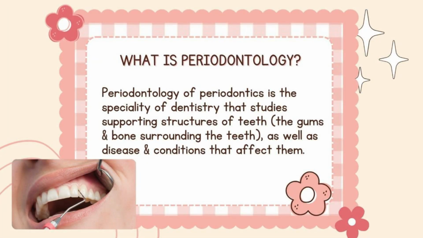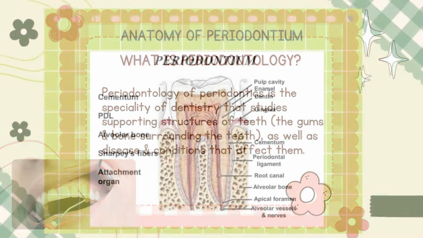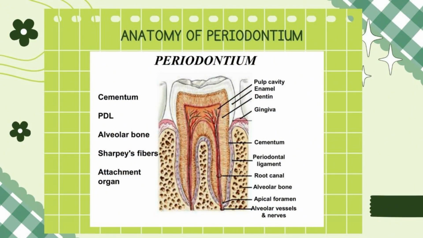First and foremost, periodontology is the specialty of dentistry that studies the supporting structures of teeth, which are the gums and bones surrounding the teeth, as well as diseases and conditions that affect them. The periodontium, which is the supporting structure of the teeth that keeps them firmly in place, consists of four basic structures, which are the gingiva, usually we say gums, which surround and protect the neck of the tooth.